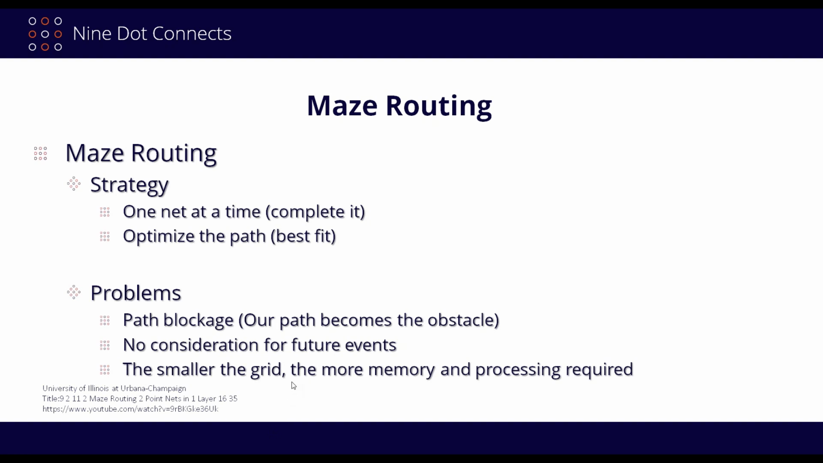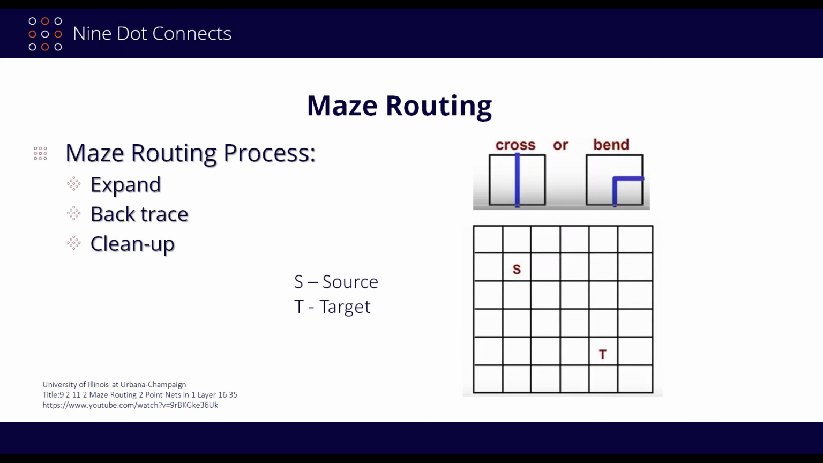The smaller the grid, the more memory and the more processing required. Again, up until really recently, now we have gobs of memory. We've got a tremendous amount of horsepower in our computers. We just didn't have this type of thing, so they had to be very careful about the grids that they were using. So what are we talking about with the grid over here?